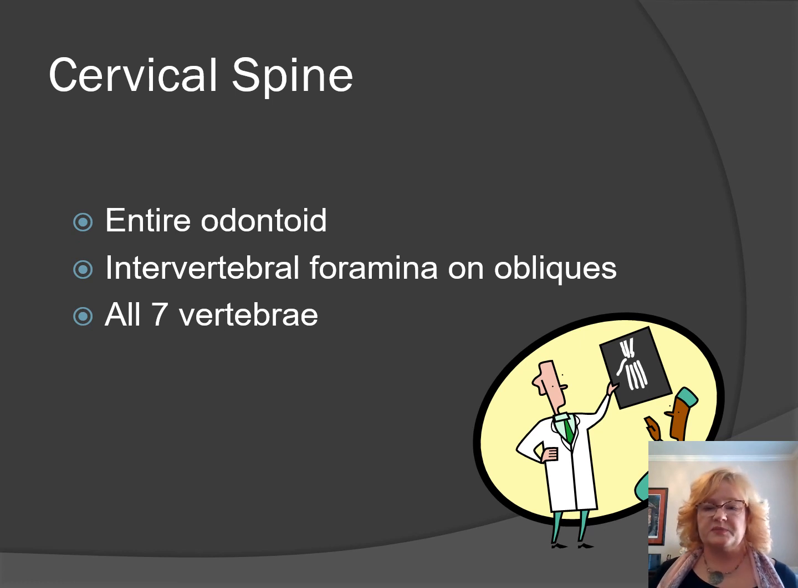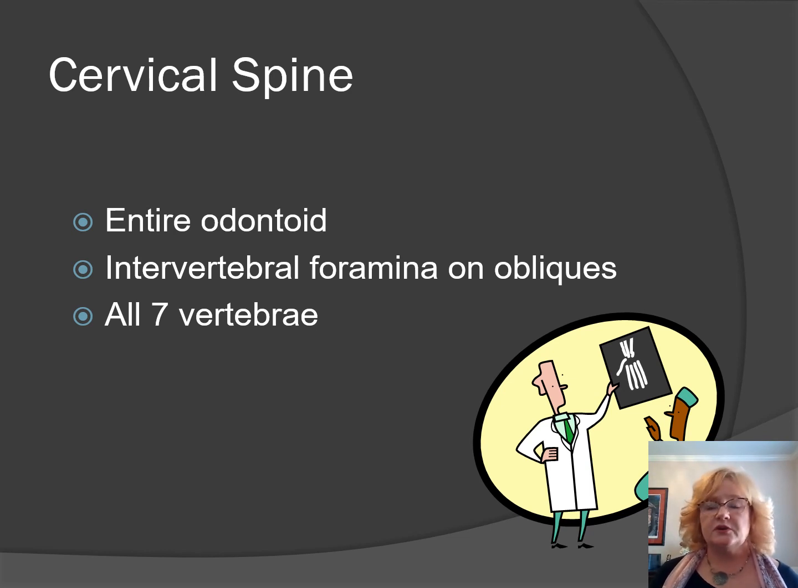For the cervical spine, typically we are looking at all 7 vertebrae, and if we're going to do a full series, then what we're going to want is an AP, a lateral, an odontoid view, and also both obliques. You want to make sure that when you do the odontoid, the entire odontoid is included on the image. The intervertebral foramina should be open on the obliques, and you should see all 7 vertebrae.